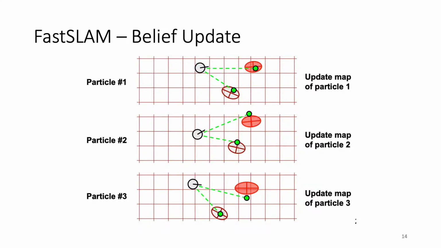And of course, we need to update our belief for all particles. So we take the measurement we just got, the perceived position of the landmarks, into our EKF, and just do a normal EKF update step.